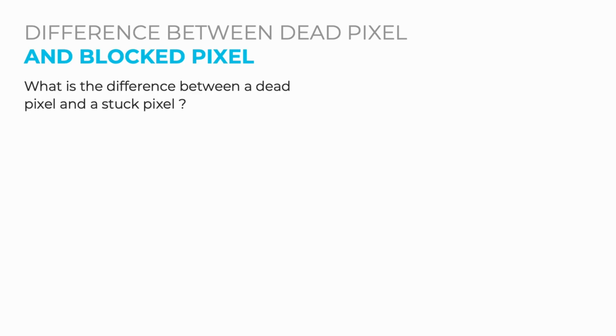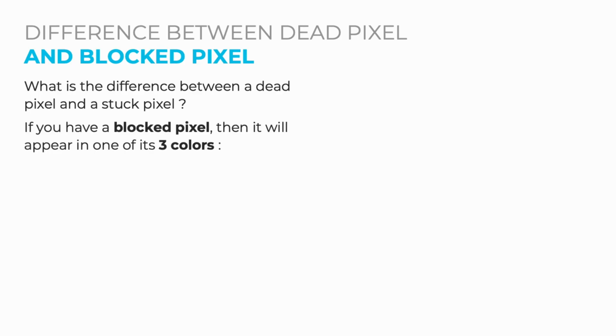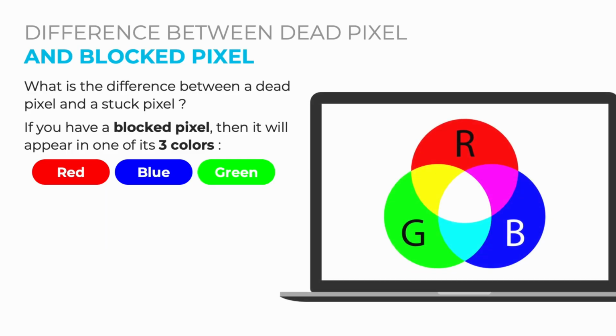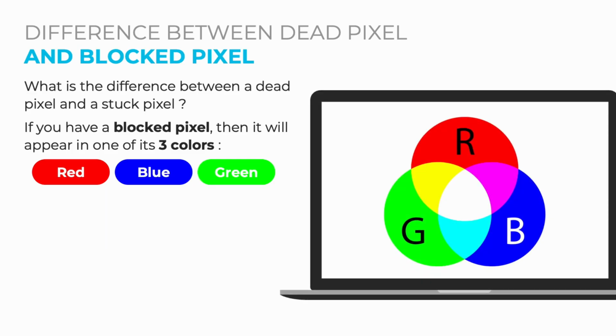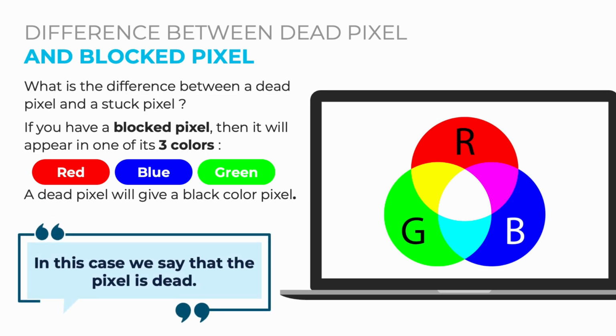Difference between dead pixel and stuck pixel. So now you are probably wondering, what is the difference between a dead pixel and a stuck pixel? If you have a stuck pixel, then it will appear in one of its three primary colors, i.e., either red, green, or blue. And in a dead pixel, the three subpixels are permanently off, which will give a black pixel. In this case, the pixel is said to be dead.